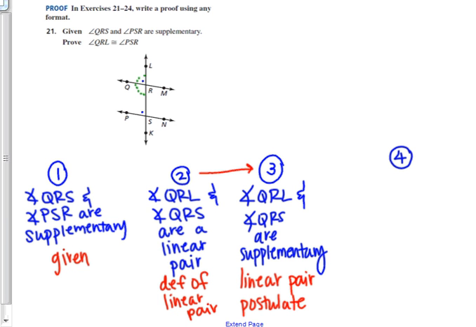Well, if I know that, I can say that since I have that common angle there, QRS, I can say that QRL and PSR are the same angle. So I can finally say for my step 4 that QRL is congruent to PSR. And that comes from my congruent supplements theorem.